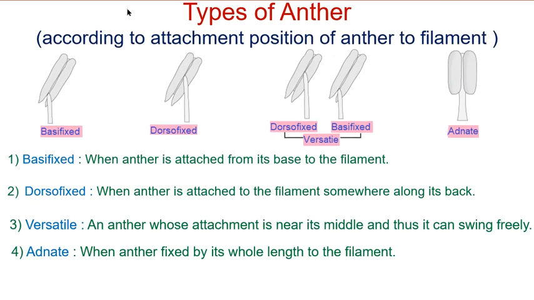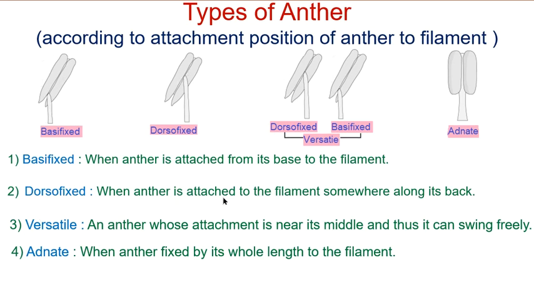Now, according to the attachment position of the anther to the filament, they are again classified into 4. First is basifixed anther. This is the diagram of basifixed anther, when the anther is attached from its base to the filament. It is basifixed anther.